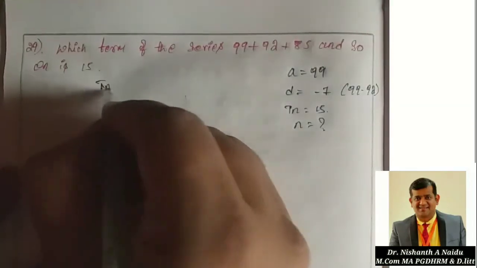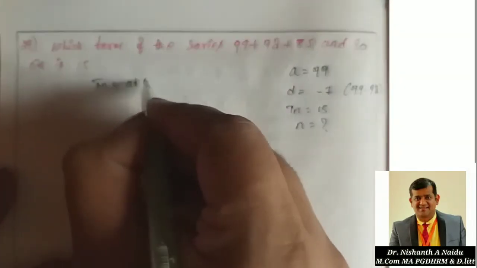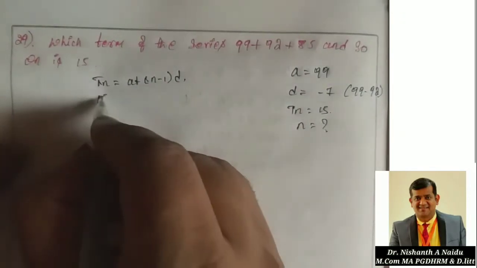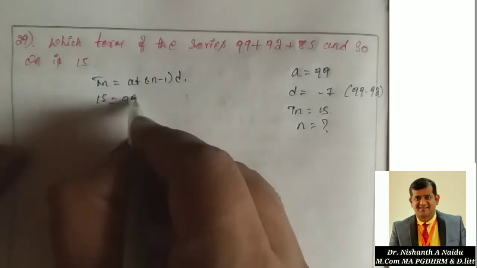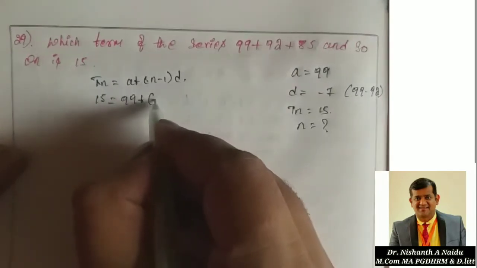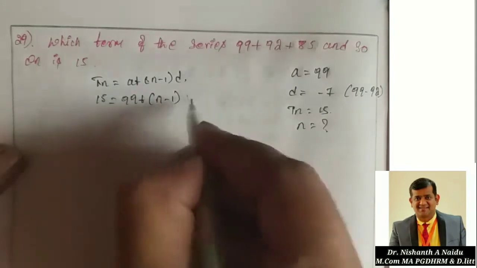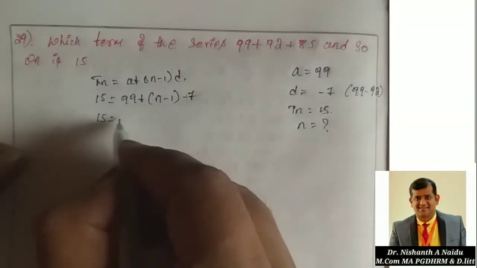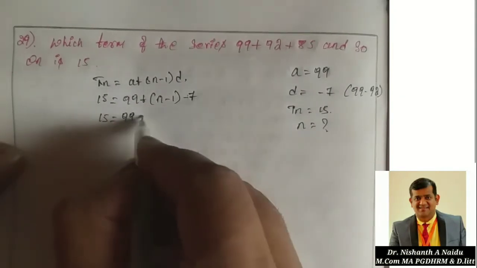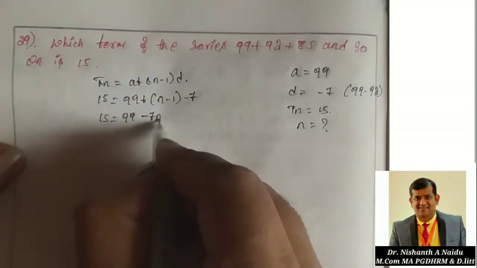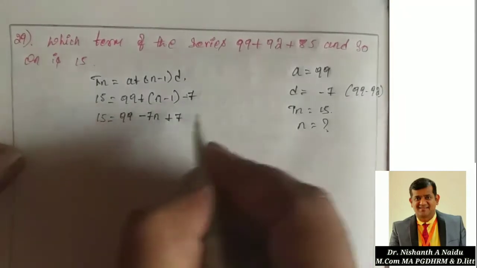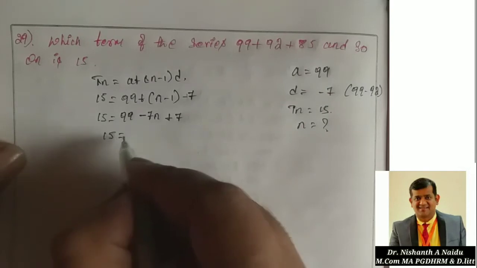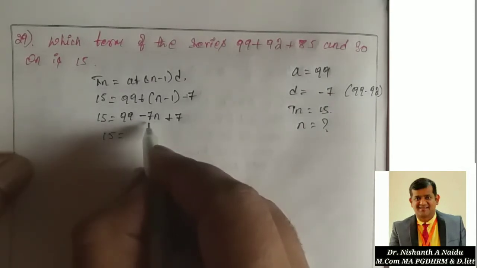So let us apply the formula. Tn equals a plus (n minus 1) into d. So Tn value we know is 15, equals a value we know is 99, plus (n minus 1), and d value is minus 7. So that becomes 15 equals 99 minus 7n plus 7. So 7 ones are 7, minus into minus is plus. So 15 equals 99 plus 7 is 106.